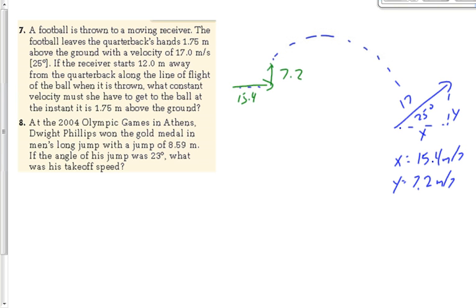And now when we go to do our X's and Y's, you notice that right now we're solving this like any other problem. Although this was kind of worded in a little bit of a confusing way. There's a receiver that starts 12 meters away. The receiver has to run to catch it.